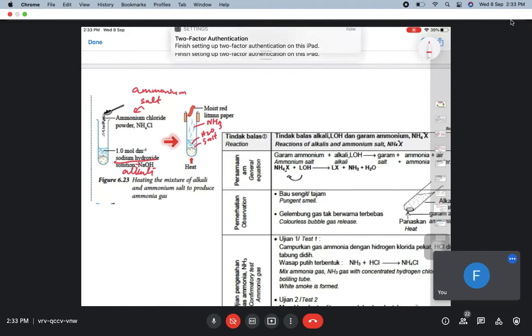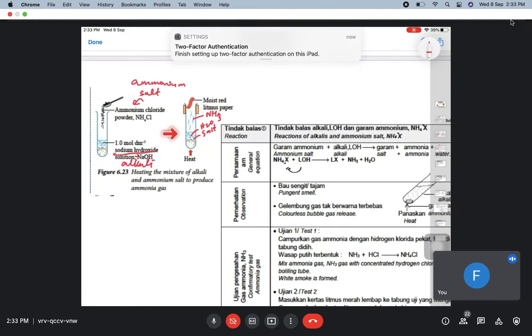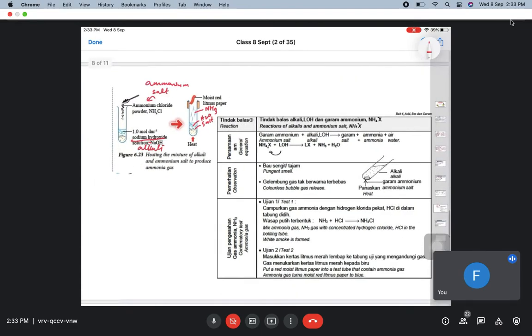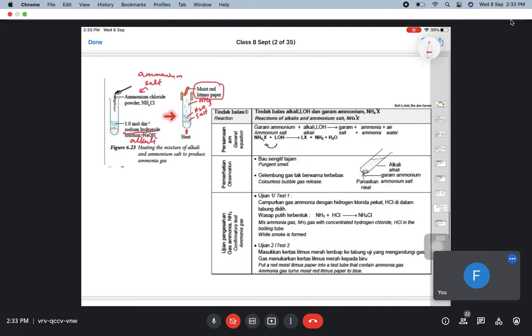So how do we test for the presence of ammonia gas? How do we confirm that the gas produced is ammonia gas? We use moist red litmus paper. Our observation will be pungent smell produced. Why? Because of the ammonia. Ammonia has a pungent smell. And you also have colorless gas bubbles because the gas is released.